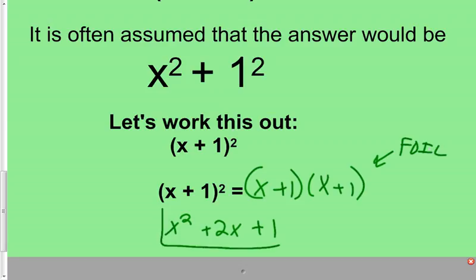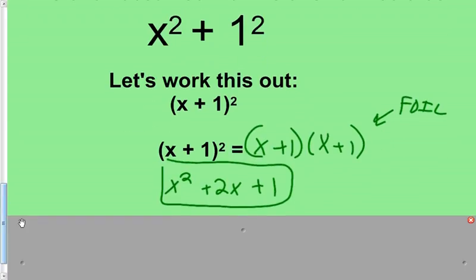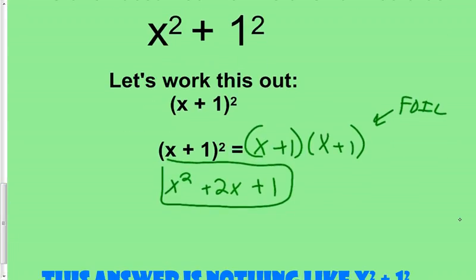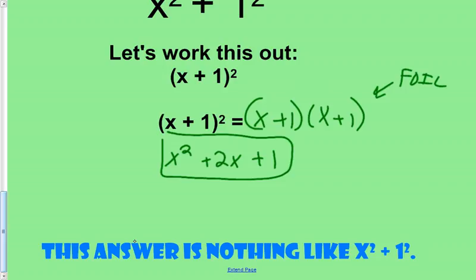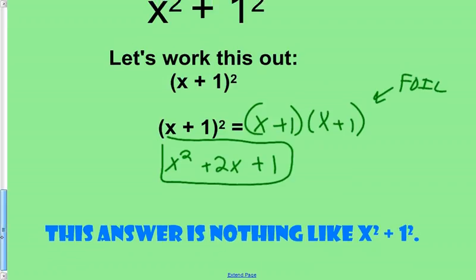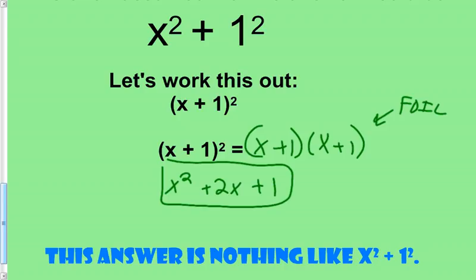But we end up getting a trinomial, not a binomial. So that makes it totally different from the original, or from what we maybe have thought. So don't just assume, actually work it out. Actually follow the steps that we've learned here, because the answer is not x squared plus 1 squared. You see, it's actually quite different.